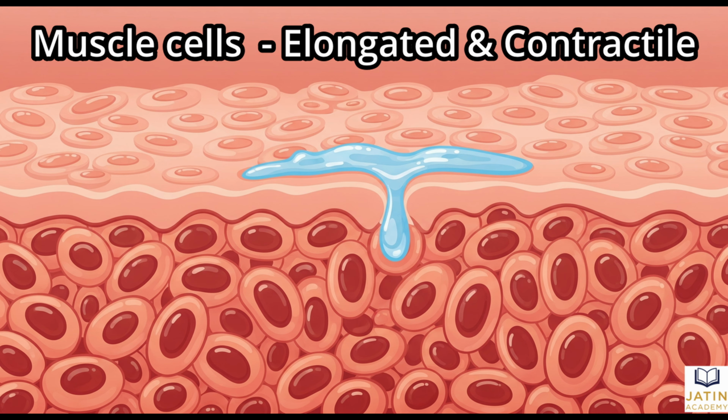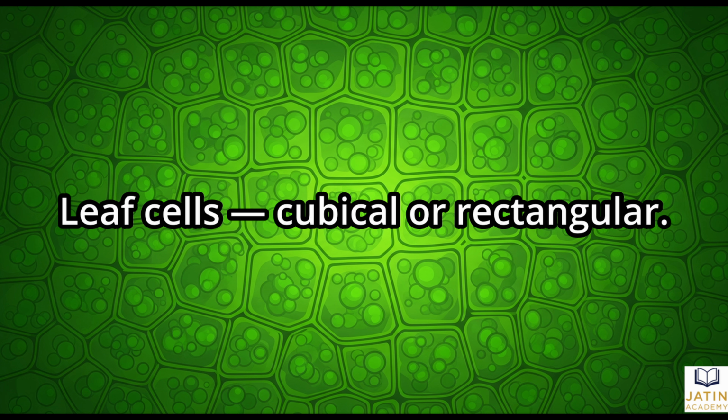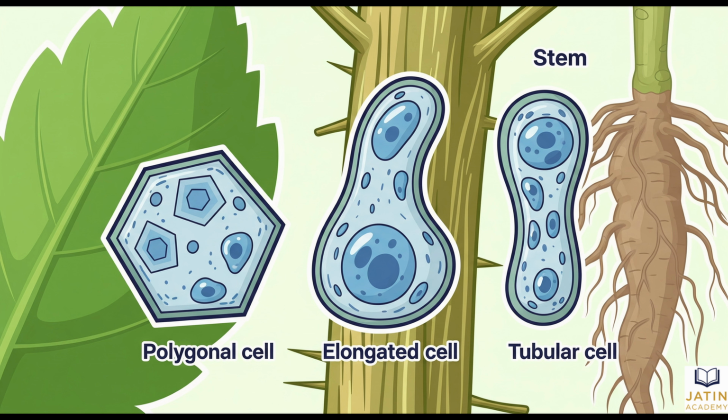Muscle cells are long and stretchy, so they can pull bones and help us move. Now the most interesting, nerve cells. They're so long that they can send a signal all the way from your toe to your brain. Imagine what a long messaging line is working inside your body. Leaf cells, the ones found in leaves, are usually cubical or rectangular. Plants also have cells in other shapes, polygonal, elongated, and even tube-like.